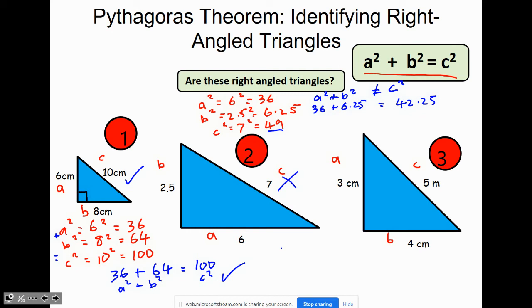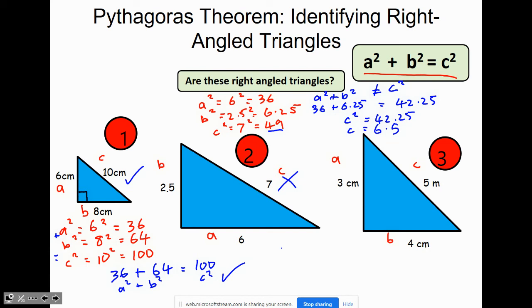If it was a right-angled triangle, our hypotenuse would be 7. You would have to do the square root. Our C squared would have to equal 42.25. So our hypotenuse would be the square root of 42.25, which you can do on a calculator to get 6.5. So if it was right-angled, our hypotenuse would have been 6.5, not 7.